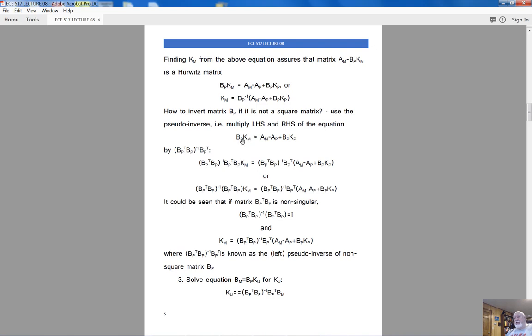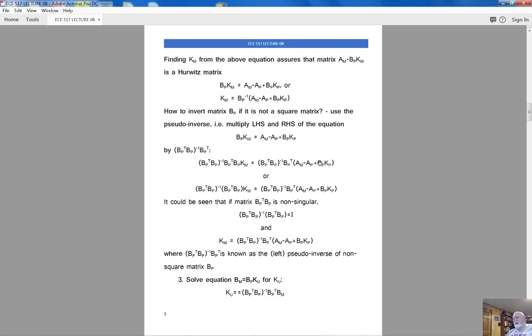We will multiply the left-hand side of this equation and the right-hand side of this equation by this term. It is BP transpose times BP inverted times BP transpose. This is what we will get. If this is done, then please note that in the left-hand side, BP transpose times BP to the power of minus 1 times BP transpose times BP should be unity. So in the left-hand side, we will automatically get KM.